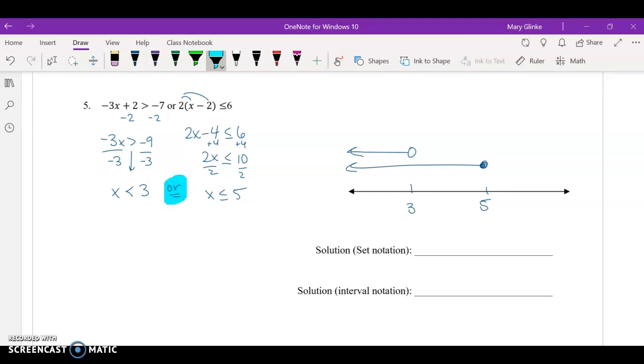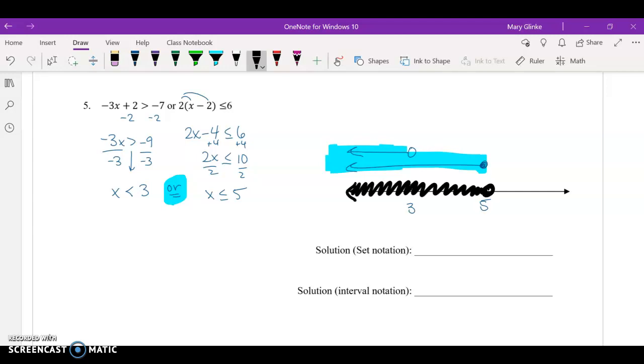To know what to shade, we go back to our word, it's or. So you have to see it in either one. So everything up to 3 works, but then since 3 to 5 works in one of your solutions, it's going to work in the overall solution. So your final answer is going to be everything shaded here up to 5. Since 5 worked in one of your inequalities, it's going to work in the overall solution.